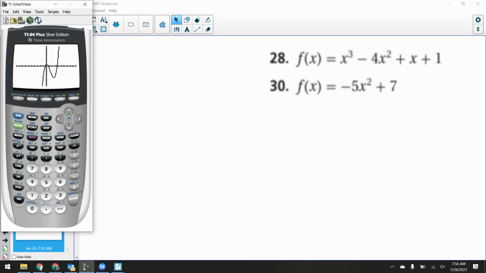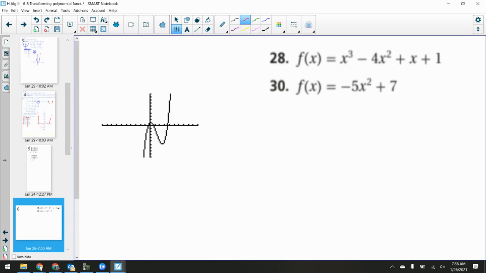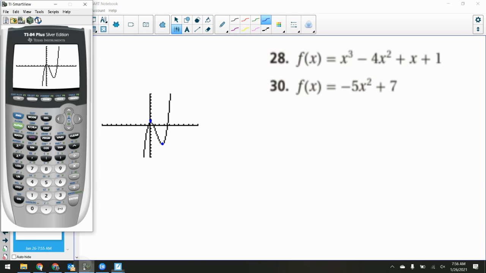Yes. If I didn't see it on my screen, like the one that I did in the video, I would need to manipulate my window so that I saw the minimums and maximum points. So basically here for 28, I see one maximum point right here, and I see one minimum point right there. Let's figure out exactly where they are. To do so, well, if that's a maximum point, I would just calculate maximum. Quite simply that. It's choice 4.